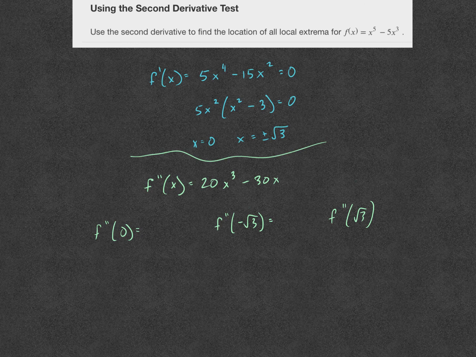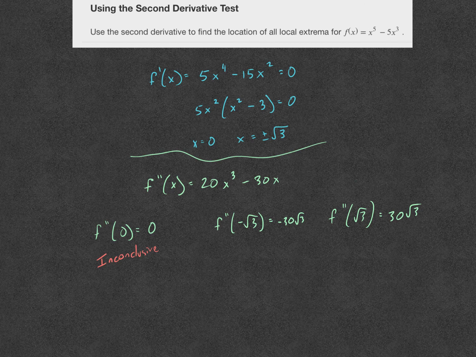And I'll just tell you, when you plug in 0, you get 0. You should check these, do the substitution, do them in your calculator. You get 0, you get negative 30 radical 3, and for the positive square root, you get positive 30 square root 3. All right, so what does each of those things mean? This tells me that at 0 the test is inconclusive, so we don't know if that is a local max or a local min, or it could be neither.